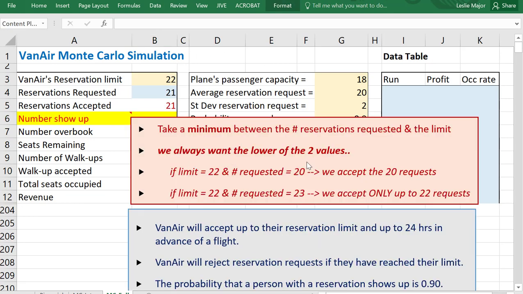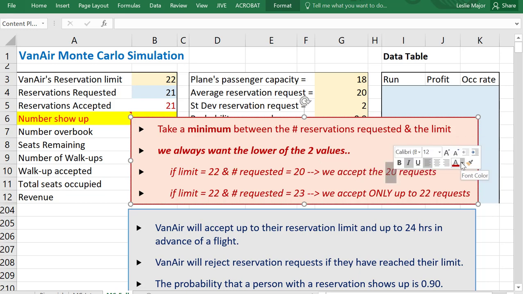So again, to recap here, if we are dealing with the reservations requested and accepted, we're going to take a minimum between the two of them, because we always want the lower of the two values. For example, if our limit's set at 22 and there's 20 requests, we only accept the 20 because that's the only one that came through. We don't have 22 requests that came through. We only have 20, so take those 20.